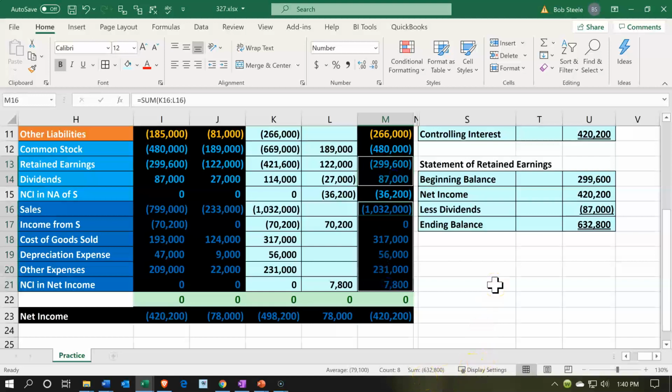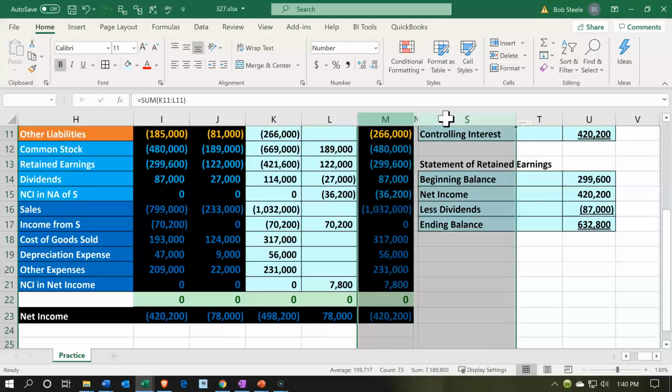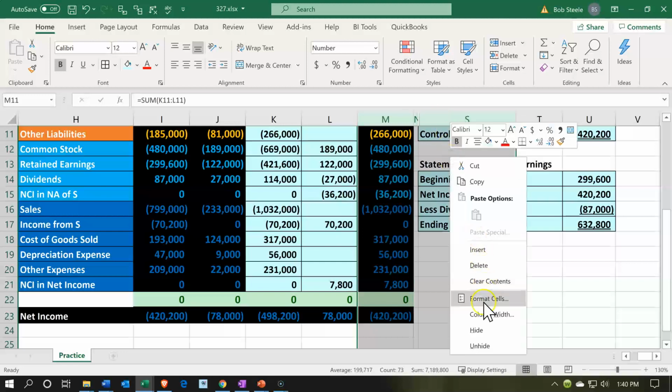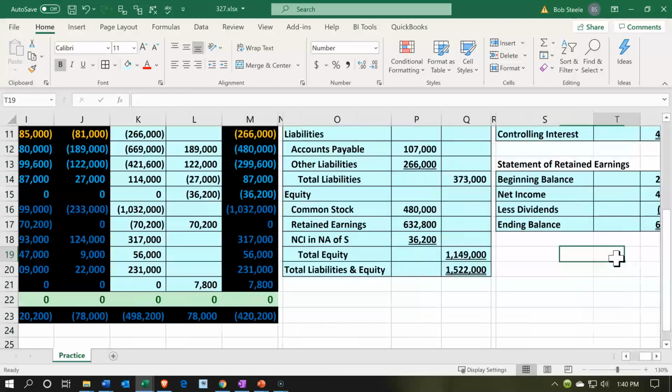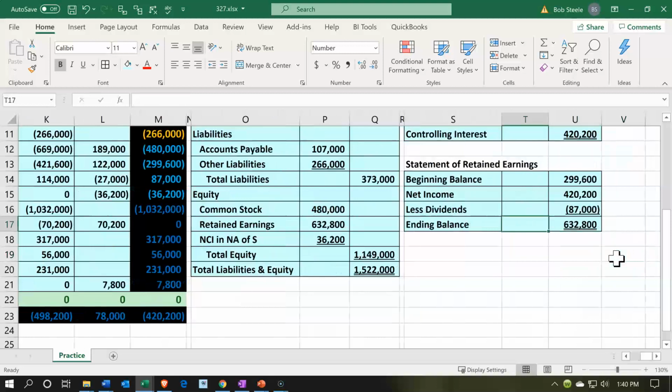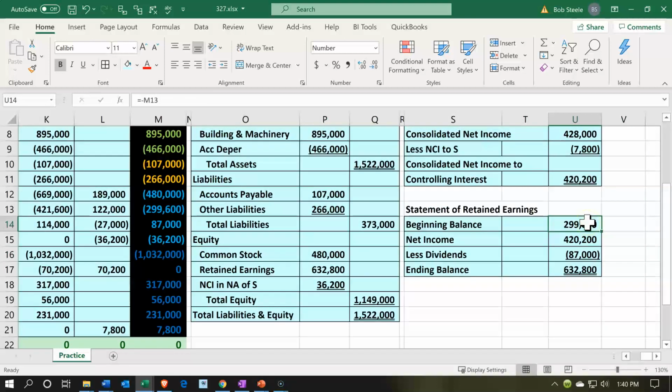That's the 632.8. If we unhide, I'm going to go from column M, select it, left click on it, and go to S, let go there, right click the selected area and unhide it. Then we're going to see that the equity here, or the retained earnings here, the 632.8 ties into the retained earnings here. And of course, we're picking up the net income, which is basically the consolidated net income. We should probably say the full consolidated net income, the controlling interest here. So I've actually adjusted that now. So now we have the consolidated net income to controlling interest here, and then the dividends, and that's going to give us our ending balance.